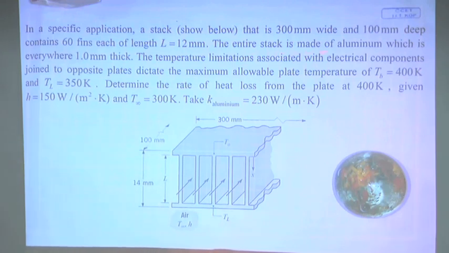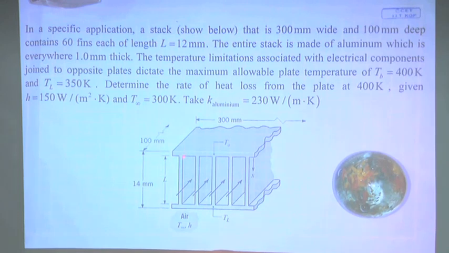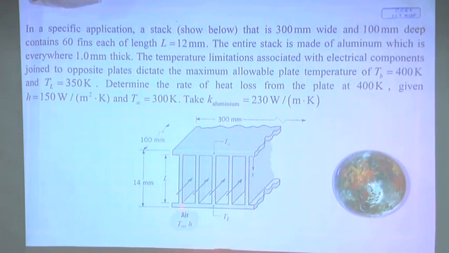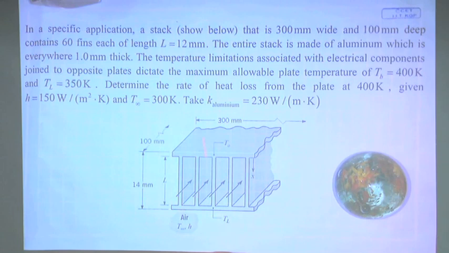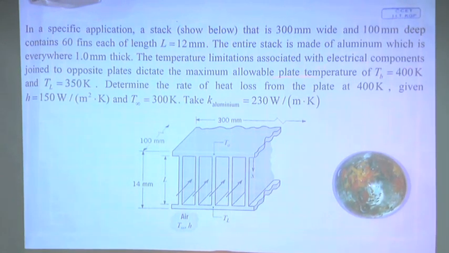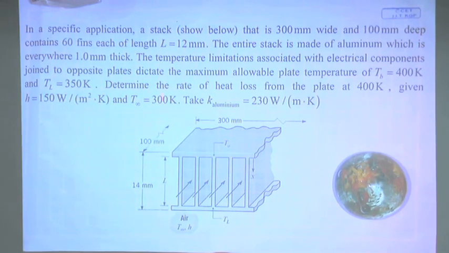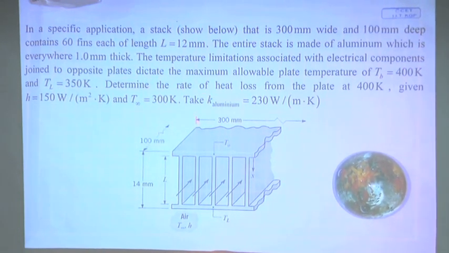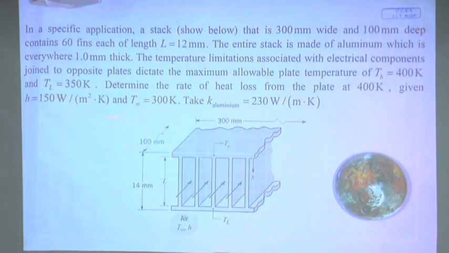The entire stack is made of aluminium, which is everywhere 1.0 millimeter thick. That means this one is 1.0 millimeter. This was not shown in dimension, this is written. The temperature limitations associated with electrical components joined to the opposite plate, this side of the plate, dictate the maximum allowable plate temperature of 400K. That means this plate should not be at a temperature above 400K. The electronic components will be damaged.